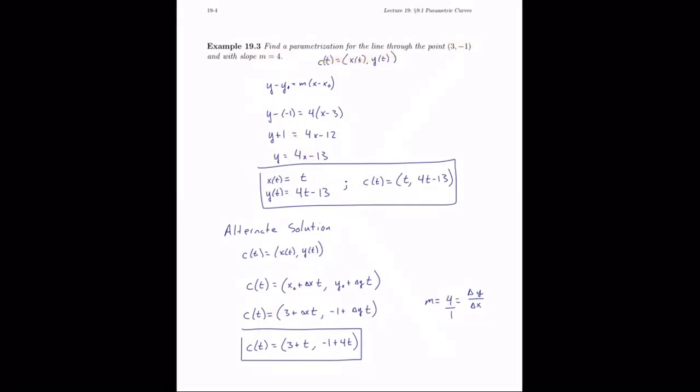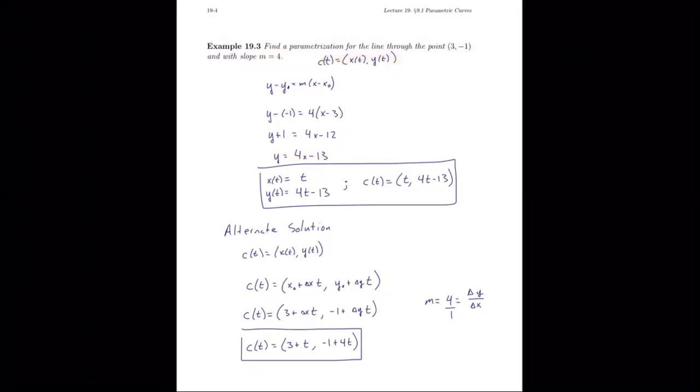So when I see a point and a slope, the first thing I think of is point-slope form, and that's this right here, where m is the slope, x naught, y naught is the point. So we plug in 4 for the slope as given, and then 3 and -1 for x naught and y naught into that form. When we simplify this, we arrive at a function y equals f of x, or 4x minus 13 in this case. Which is good, it's just not this parameterization that we're looking for.